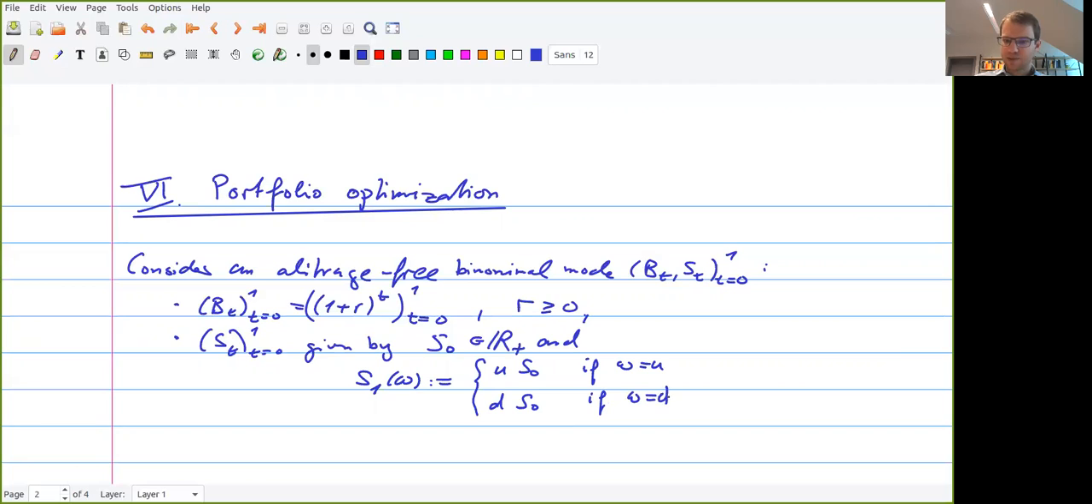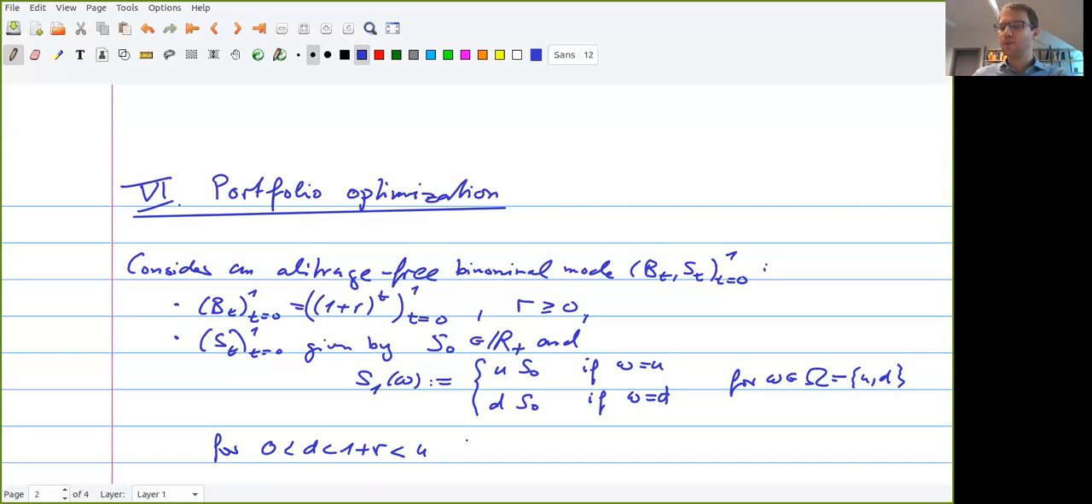So our sample space consists of 2 elements, u and d. And as usual, we assume that d is a non-negative number, which is less than 1 plus r, and this is less than u. These are our conditions. We need to assume this in order to ensure that the market is arbitrage free.